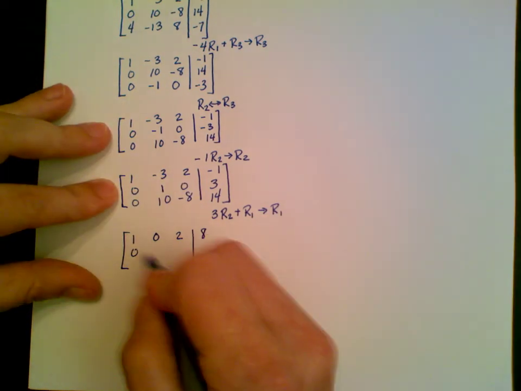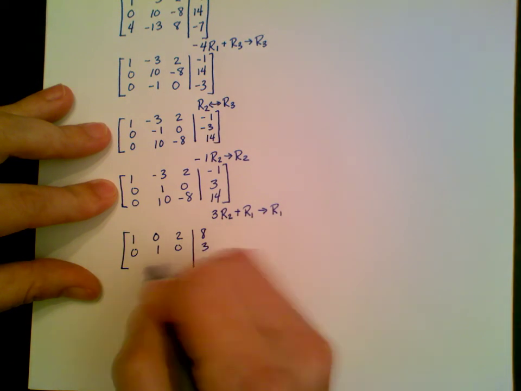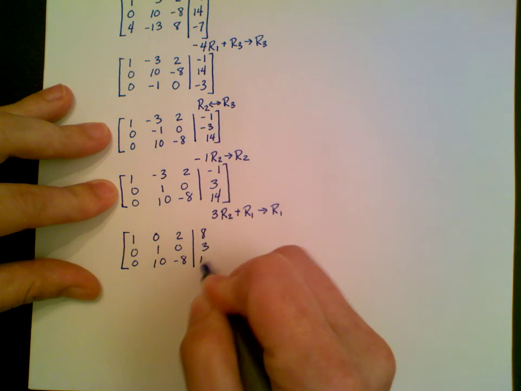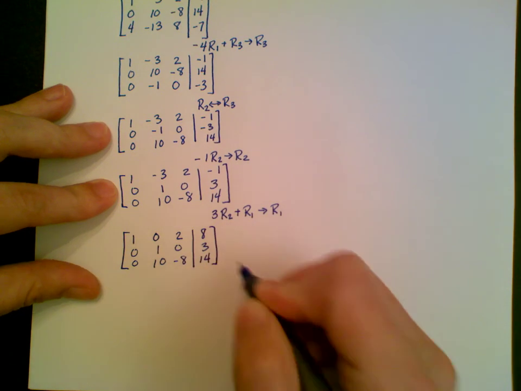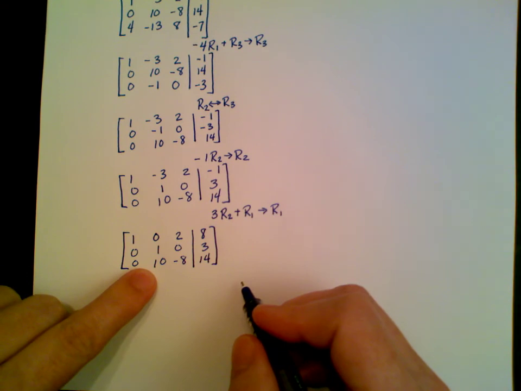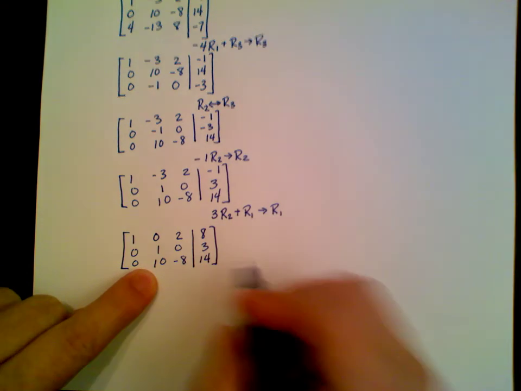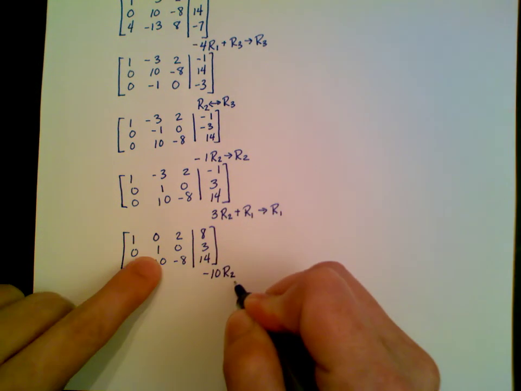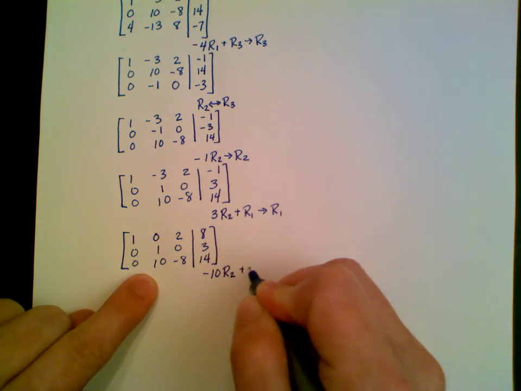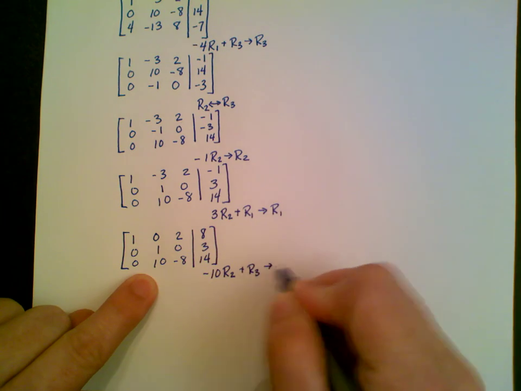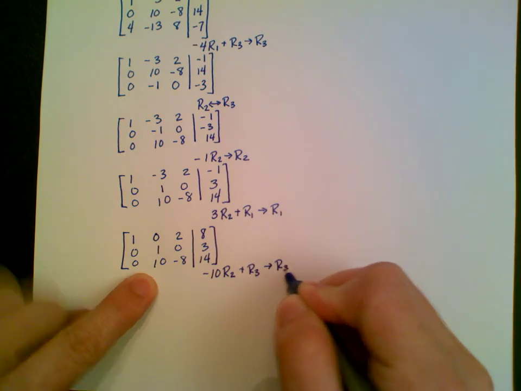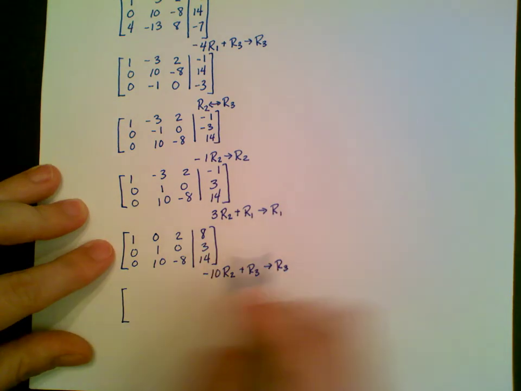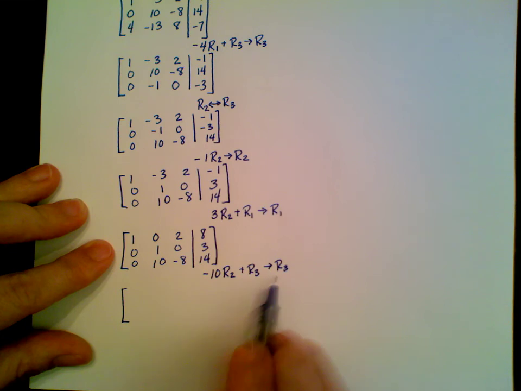Then I can recopy my other 2 rows. I want to get rid of this 10 next. I want to change that to a 0. So I do negative 10 times row 2, because that's where the 1 is, plus row 3. I want to store that in row 3. So I can recopy my first 2 rows, because the only row that's changing is row 3.